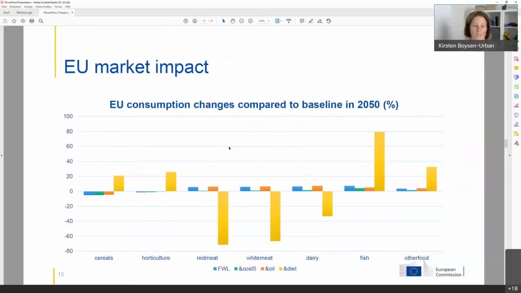To take the EU as an example, here we can nicely see the impact of the diet, where we see that red meat, white meat and dairy decrease, and to end up with a sufficient amount of kilocalories, horticulture, cereals, and other food tend to increase. We also see that food waste and loss reductions have only a rather minimal impact on the consumption. But important to note is that while food waste and loss reductions lead to a decrease in cereal and horticulture consumption, we observe that the consumption of red meat, white meat, and dairy tends to increase due to a decrease in prices.